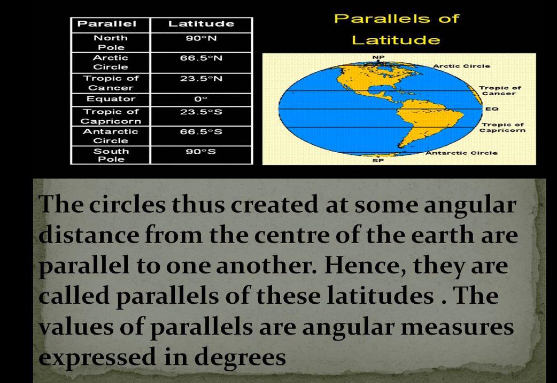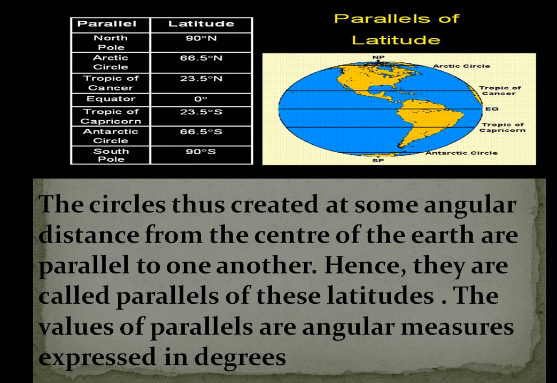The latitude is also given in the left-side column in the figure, and the poles are also given. Whatever I have told you in the figure: first the North Pole, then the Arctic Circle, then the Tropic of Cancer, then the equator, then the Tropic of Capricorn, then the Antarctic Circle, and afterwards the South Pole. That means these are the parallels of latitudes. We can see the figure of the parallels of latitude.